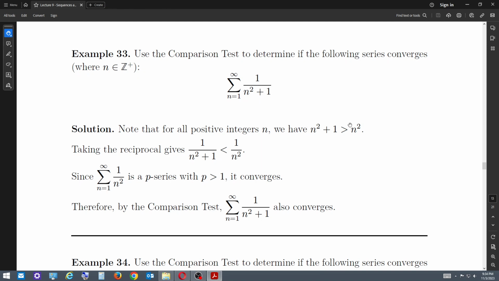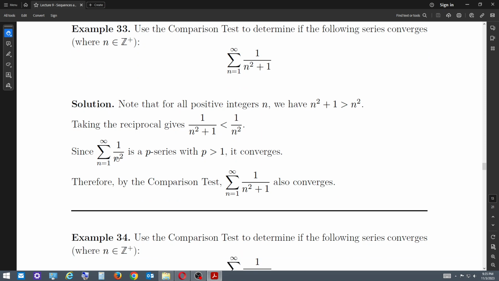Alright, so in this case, n squared plus 1 is obviously bigger than n squared, right? Because here we added 1, here we didn't add anything. So this left-hand side is bigger than the right-hand side. Now when I take the reciprocal, the sign changes. And this is really good for me because it tells me that for every positive integer n, the terms of my series here are all less than the terms of the series of 1 over n squared.